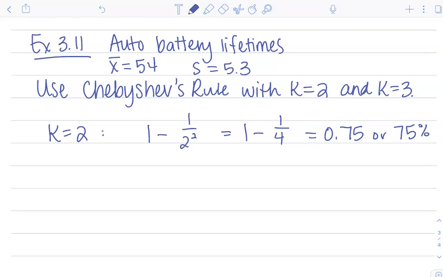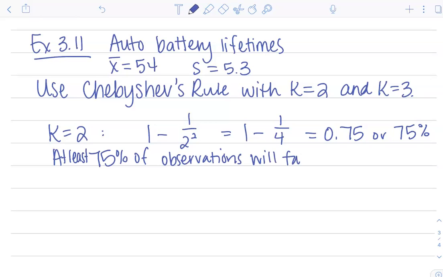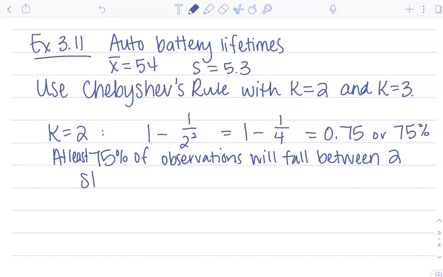So we can say that at least 75% of observations will fall between 2, since our k is 2 standard deviations of the mean.